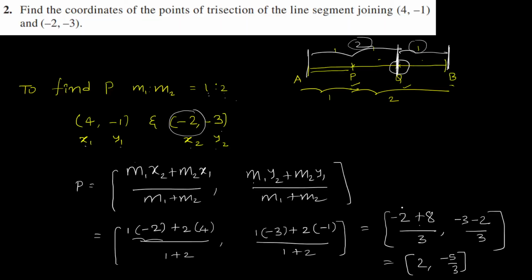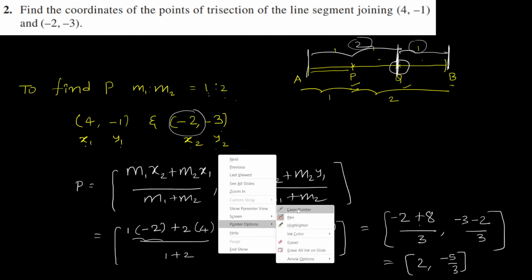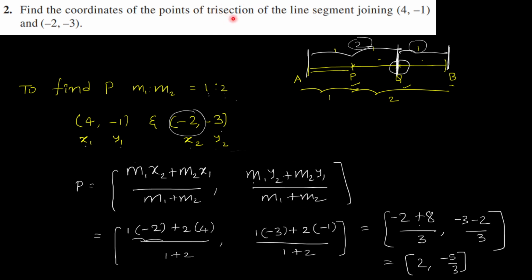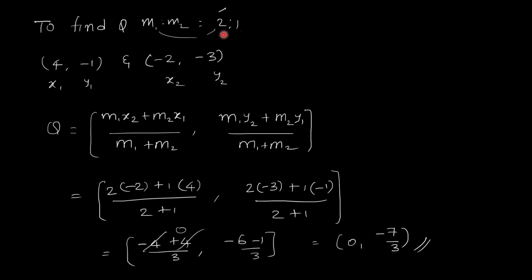In a simple manner, in trisection questions the ratio is not given. They intentionally will not give the ratio in the question. Trisection means we have to take the ratio as 1:2 one time, and the other time we have to take the ratio as 2:1. That's it. Thank you.